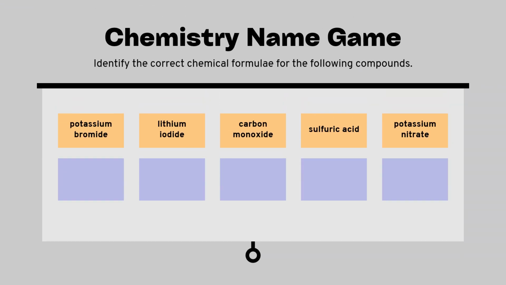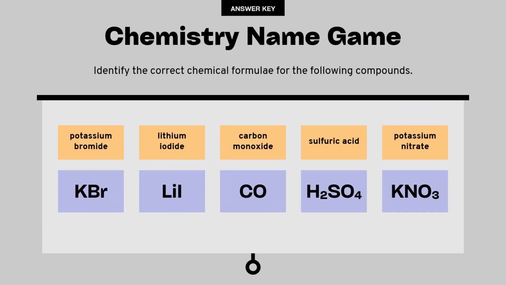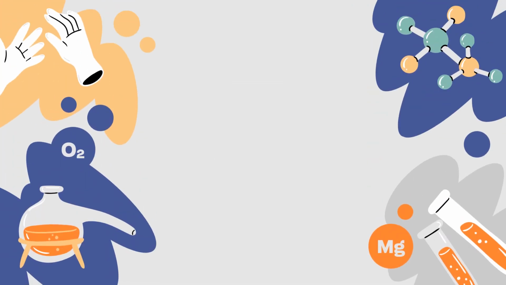Okay, so one more game is here. According to the names, you have to guess the chemical formula of them. Okay, let's see that. These are the answers for the previous slide. Potassium bromide, that is KBr, lithium iodide, that is LiI, then carbon monoxide, that is CO, sulfuric acid, H2SO4, potassium nitrate, KNO3.